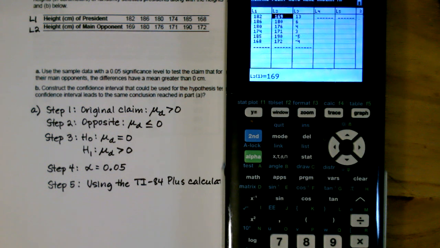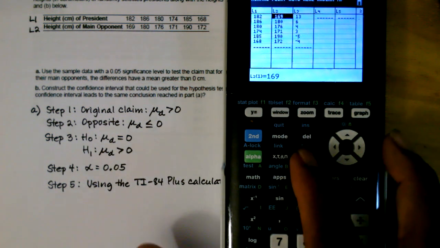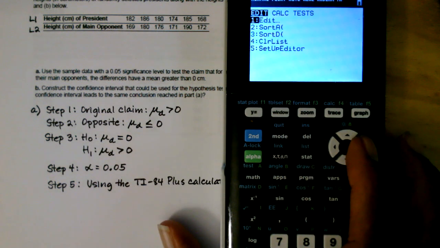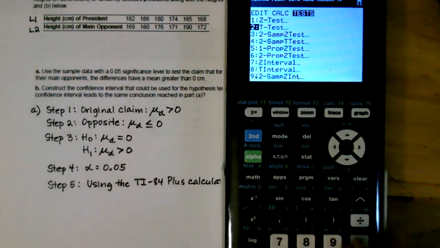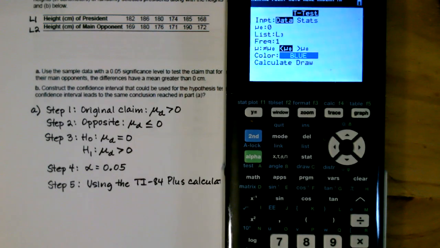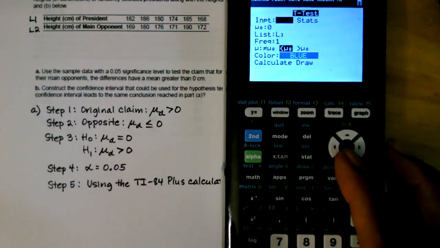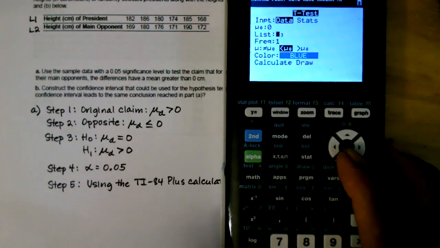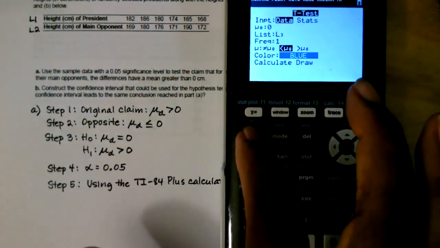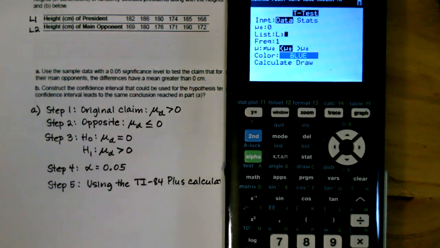All right, now let's find out what that test statistic is going to be. Press your stat key, go over to tests using your right arrow key, and then select menu item number 2 for T-Test. Data should already be highlighted, not stats, just the data. Now, mu sub 0 is always going to be 0. That's from the null hypothesis. The list should already be L3. If it's not, you have to do second and number 3 for L3.